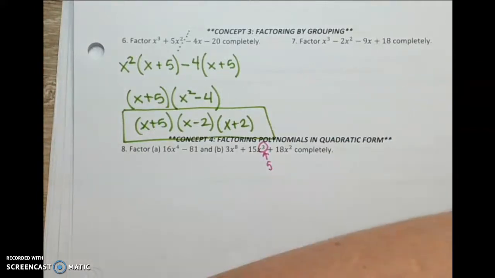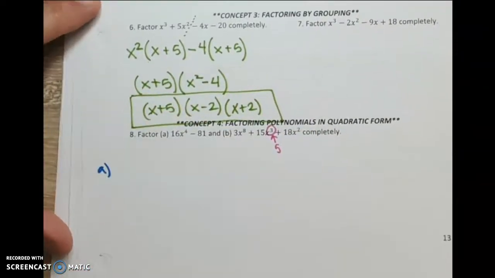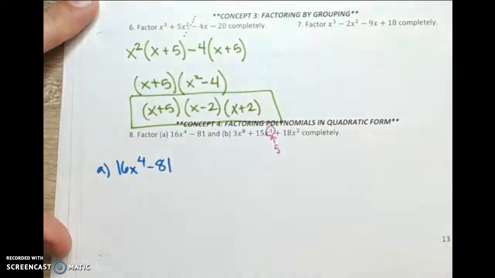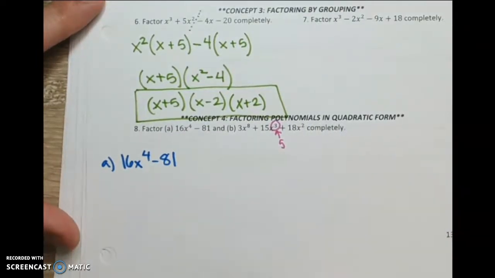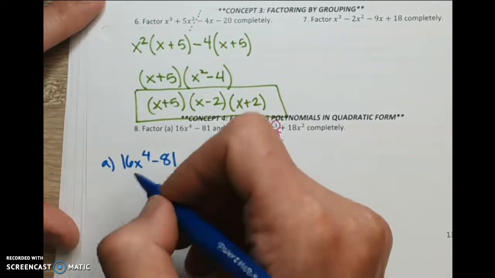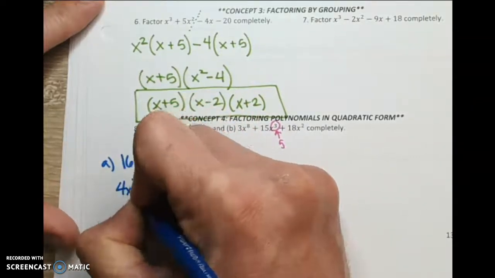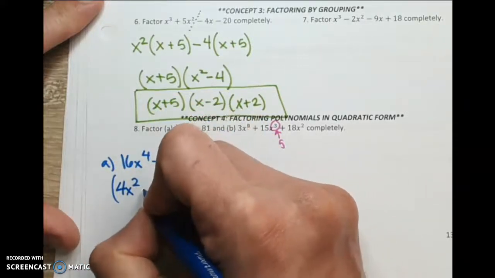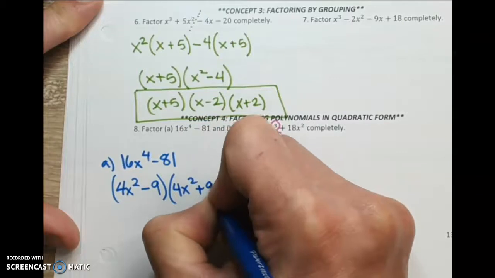Alright, so here we go. A. I have 16x to the 4th power minus 81. What I'm going to do is factor the polynomials in quadratic form. So, if I look here, I see a perfect square minus a perfect square. What's the square root of 16x to the 4th power? 4x squared. And what's the square root of 81? It's 9, so it would be 4x squared minus 9, and also 4x squared plus 9.